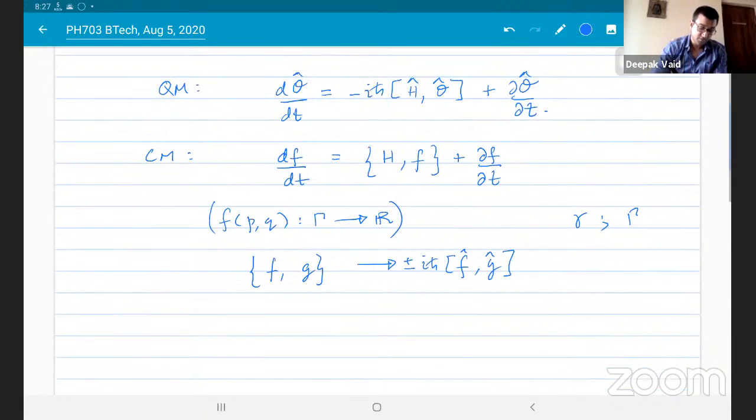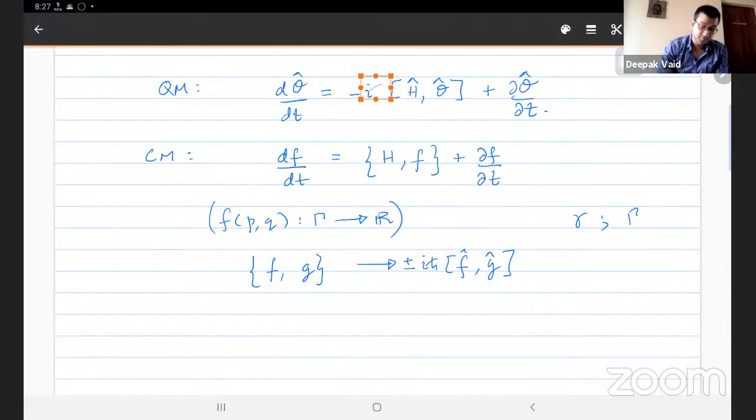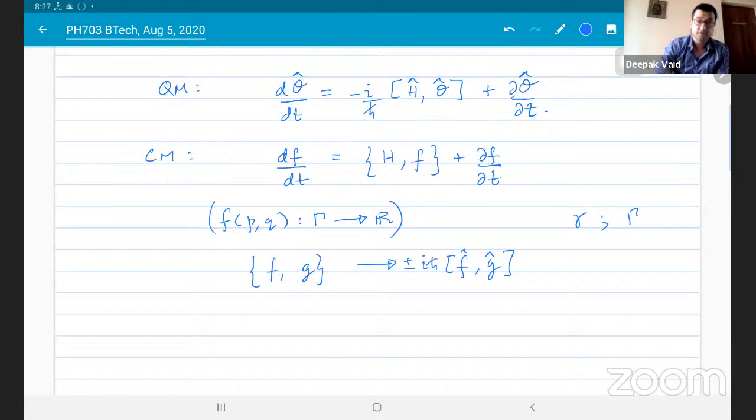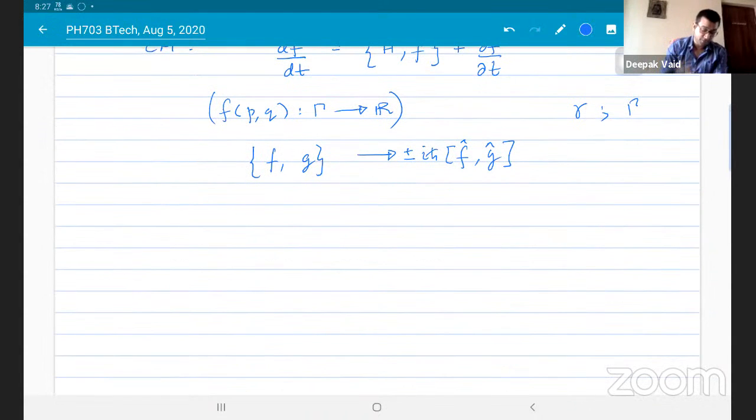Yeah, I think the sign is right, but h bar should be in the denominator. That was my mistake. Now, what are these Poisson brackets? In case you may or may not remember, let me remind you what these Poisson brackets are. You have two functions on the phase space, any two functions, or you can have an infinite number of functions on the phase space, and this is given by this relationship.